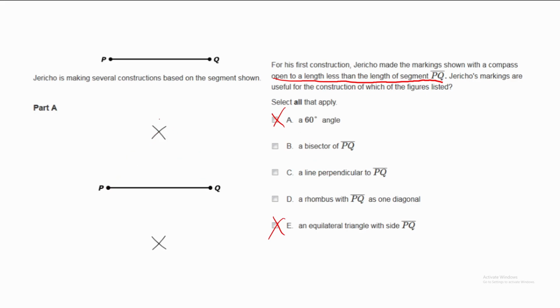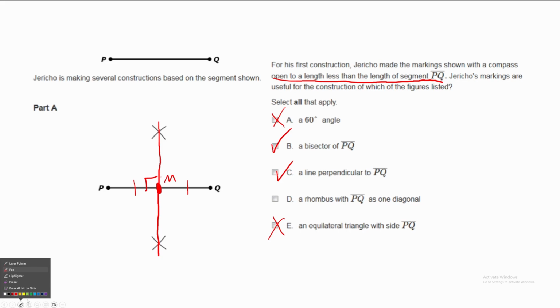A bisector, if I sketch this line here, this is going to give me my midpoint here, which cuts my segment PQ in half. So yes, that is a bisector. This is also going to be a perpendicular line, right? Now, one last thing, it says a rhombus with PQ as a diagonal. This will give us a rhombus.